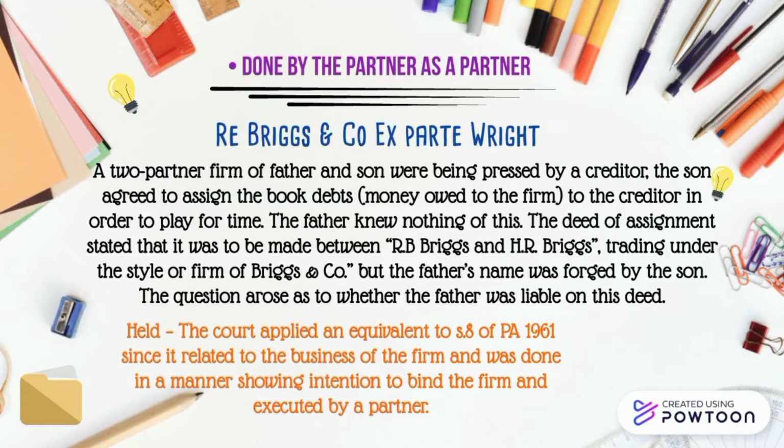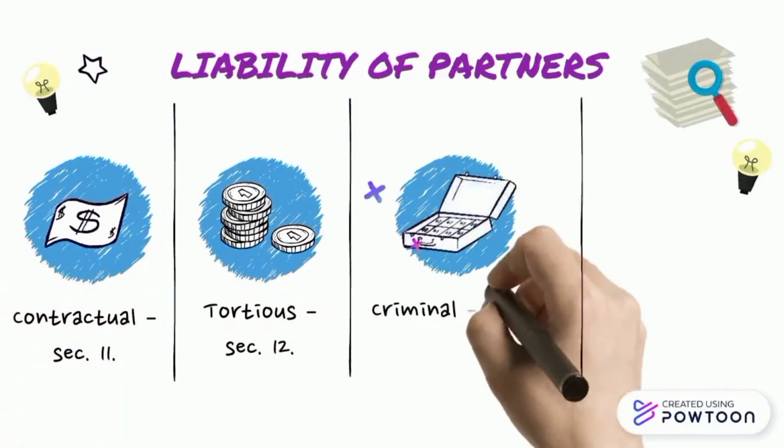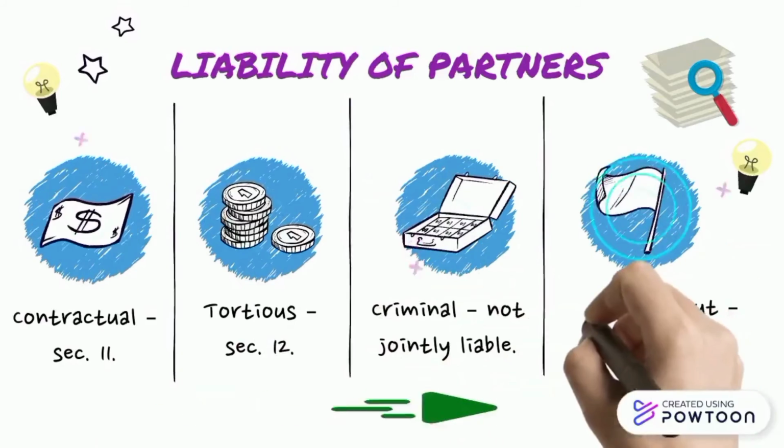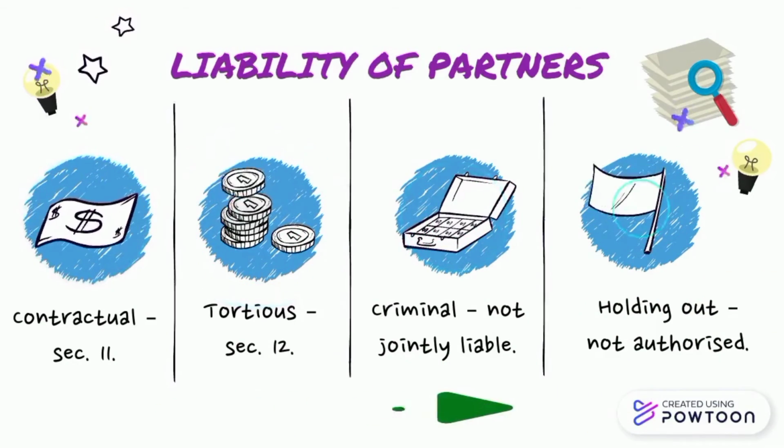The question arose as to whether the father was liable on this deed, and the court applied an equivalent of Section 8 of the Partnership Act 1961: in a manner showing intention to bind the firm and executed by the partner. Liability of partners: contractual, Section 11; tortious, Section 12; criminal, not jointly liable; holding out, not authorized.